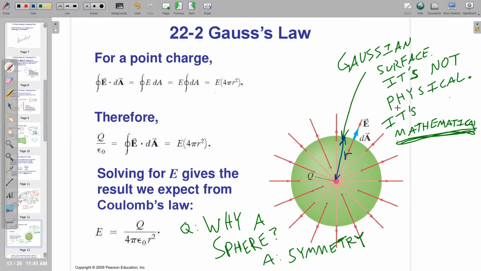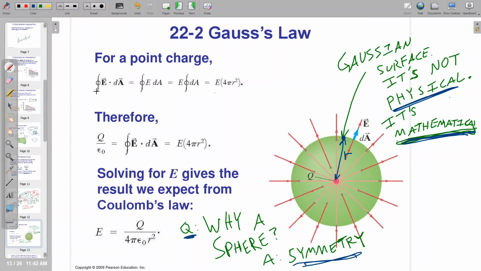This Gaussian surface is not physical. It doesn't have to be physical. It's a mathematical surface. And what you could do is say, I'm going to take the integral around the boundary of this surface, E dot dA, and I'm going to use symmetry really nicely. Why would we choose to use a spherical Gaussian surface to find the electric field from a point charge? Because it's symmetrical, and that makes our life easy.